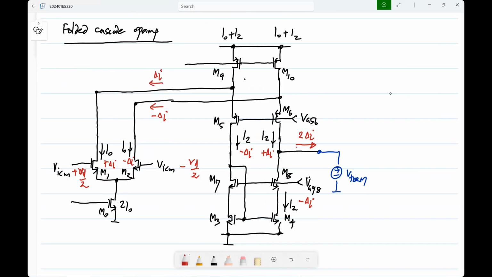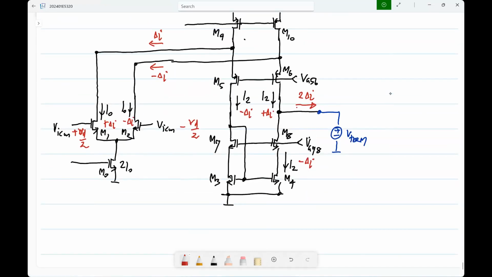Now we can evaluate how this op-amp behaves. The primary purpose of using a cascode op-amp was to get higher gain. So first of all, we can go step by step. What is the transconductance of this? What will be the transconductance of this op-amp? GM1. It's the same as before, right?